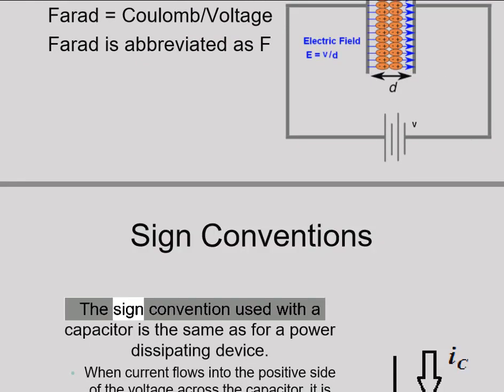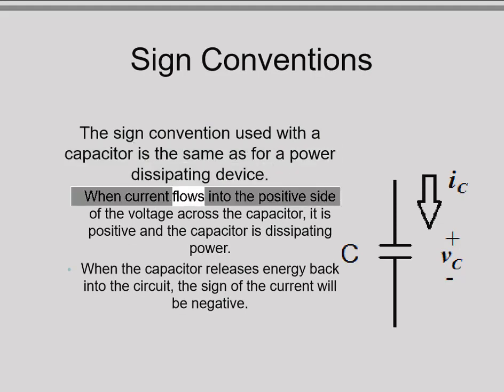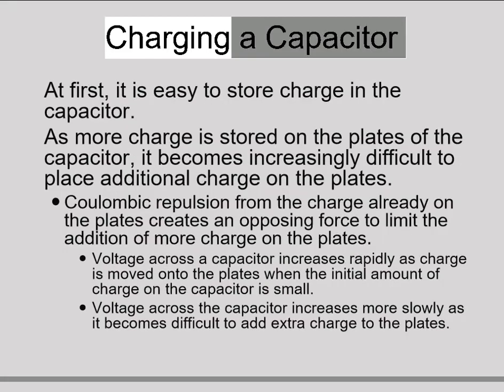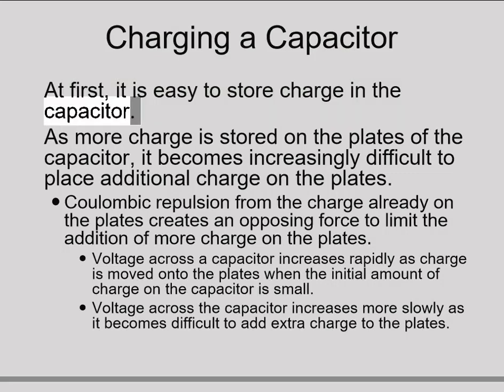Sign conventions. The sign convention used with a capacitor is the same as for a power dissipating device. When current flows into the positive side of the voltage across the capacitor, it is positive and the capacitor is dissipating power. When the capacitor releases energy back into the circuit, the sign of the current will be negative. Charging a capacitor. At first, it is easy to store charge in the capacitor.